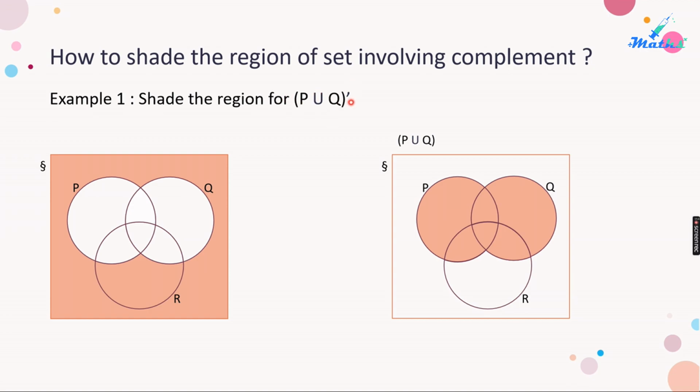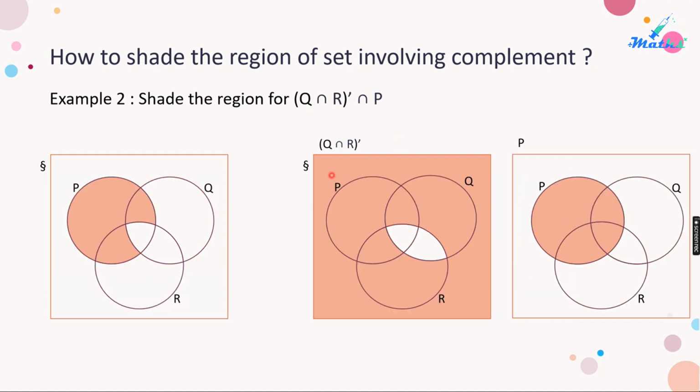And P union Q complement. Complement means all the elements except P union Q. So we just check the outside of the set P and set Q.